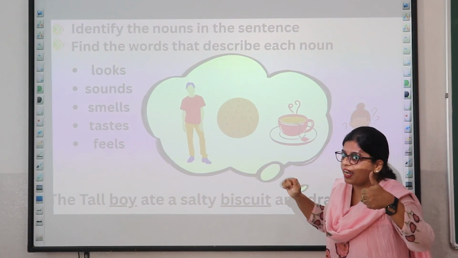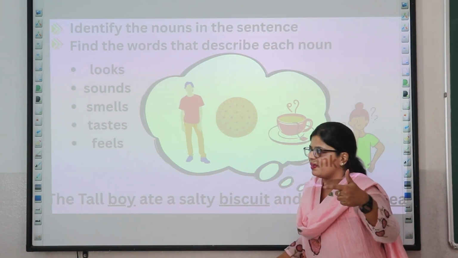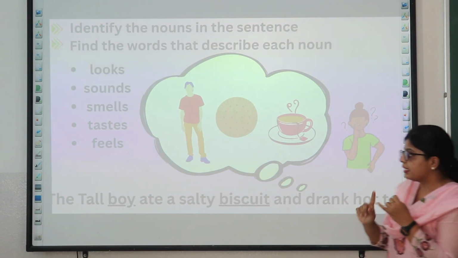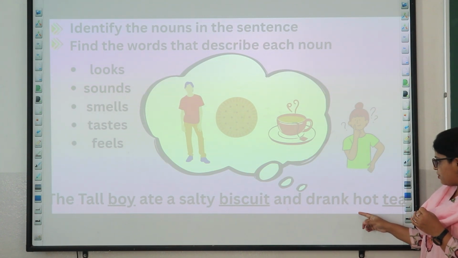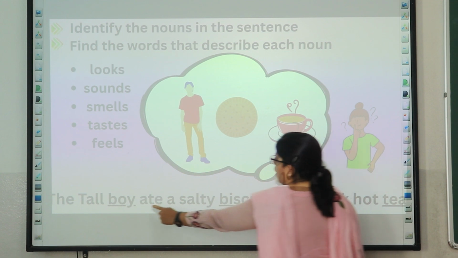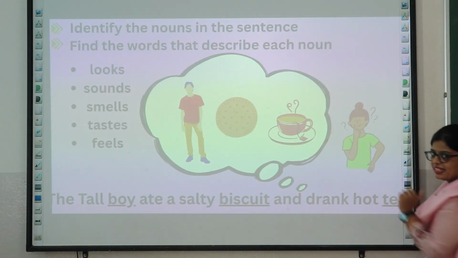Let's look into more sentences. So we know the rules, right? We have to look for the noun, then look for the word that describes the noun. First, let's identify the nouns in this sentence. The tall boy ate a salty biscuit and drank hot tea. Let's look for the nouns. Boy, biscuit and tea. These are the nouns.